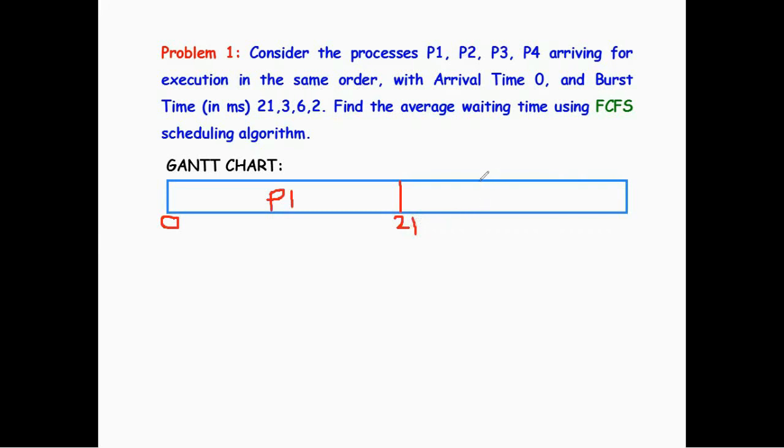P2 needs 3 milliseconds of execution, so 21 plus 3 is 24. From 21 to 24, P2 gets executed. Next P3. P3 needs 6 milliseconds for execution. So 24 plus 6 will be 30.